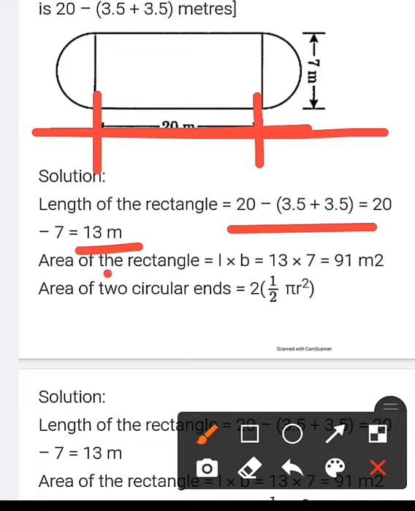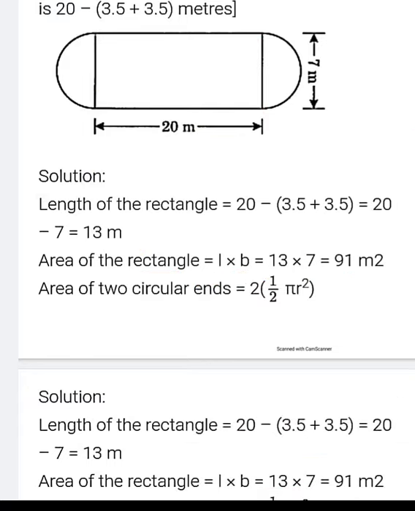Now we will find the area of the rectangle. That is L into B. So 13 into 7, where this part is B, the breadth. So 91 meter square. So we have got the area of the rectangle.